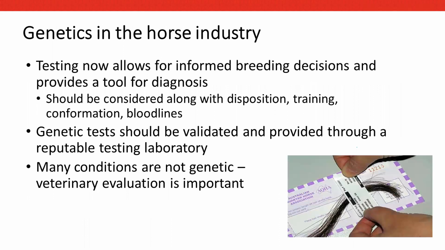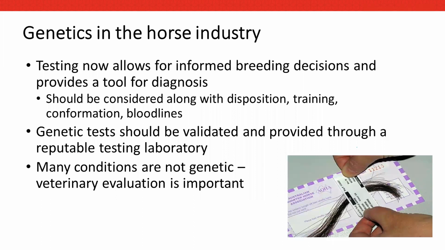So finally, when we think about genetics and what role it plays in the horse industry, testing is now available and allows for informed breeding decisions and provides a tool for veterinarians as well for diagnosis of horses that are presenting with symptoms similar to some of these diseases. I believe that genetics should be considered along with the horse's disposition, with how it's trained, its conformation and bloodlines. It should be one of those factors that you weigh in when you're looking to buy a horse.